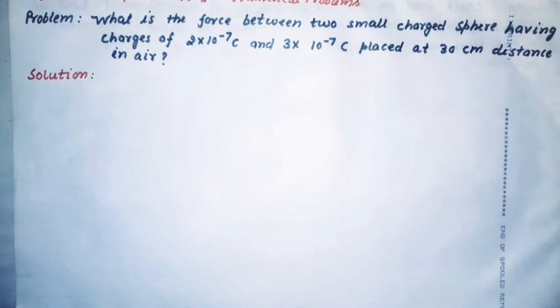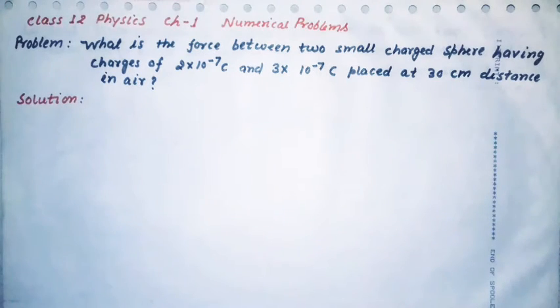So today I am going to solve some numerical problems based on class 12 physics chapter 1. The very first problem we are going to discuss is: what is the force between two small charged spheres having charges of 2 × 10^-7 coulomb and 3 × 10^-7 coulomb placed at 30 centimeter distance in air?